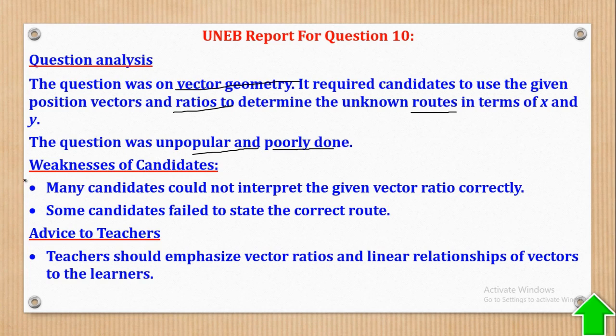So the weakness is that many candidates could not interpret the given vector ratio correctly. And two, some candidates fail to state the correct root. So when the root is wrong, then even the substitution and answer will be wrong. So the advice is that teachers should emphasize vector ratios and linear relationships of vectors to the learners.